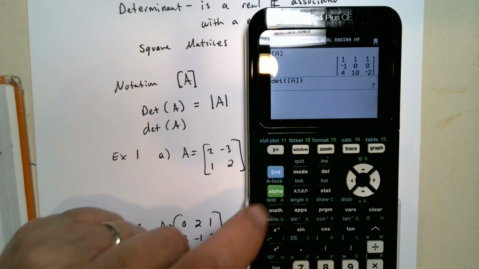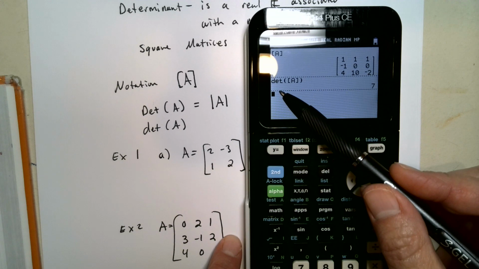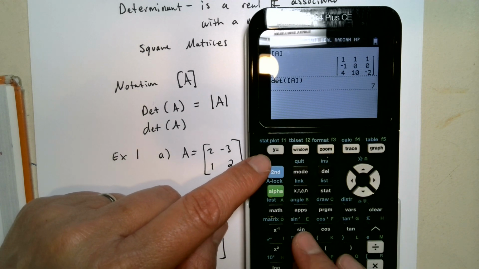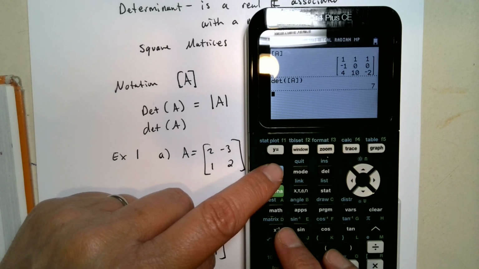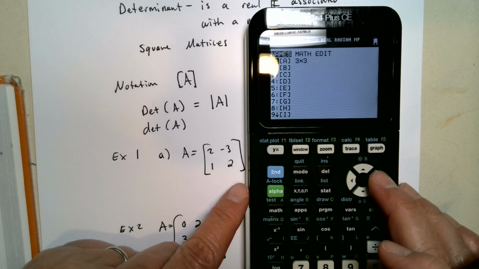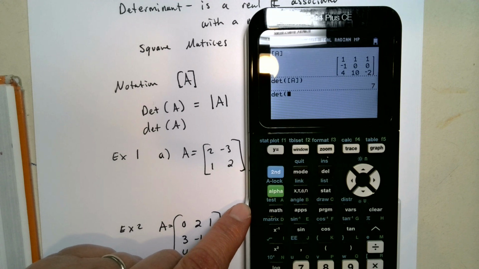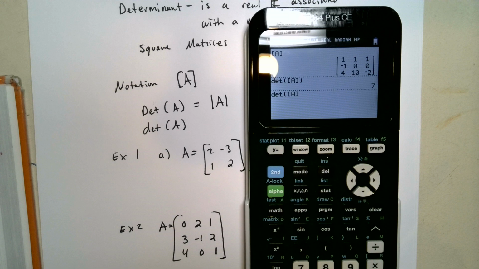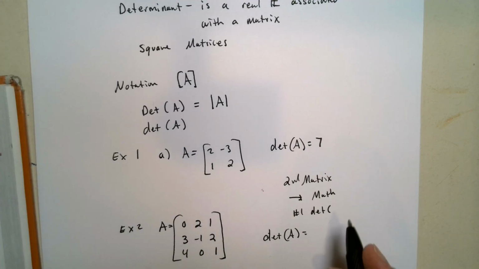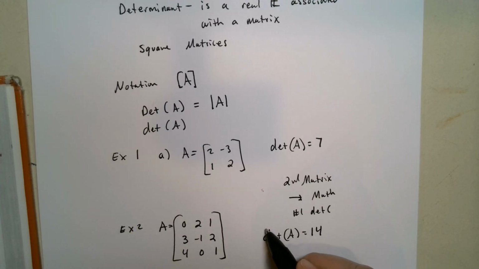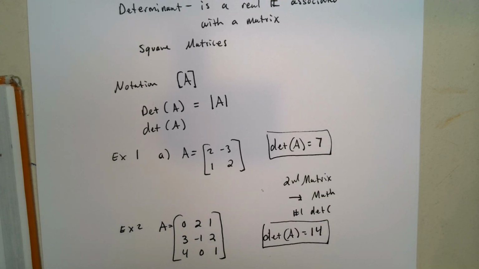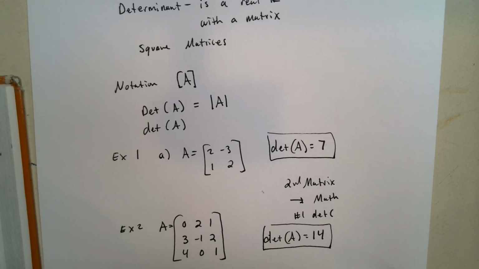Now, if I hit second quit, I have it down as determinant A, so I can go through the process again, or I can just hit enter. I'm going to go through the process just so you make sure you know. So we go second matrix, go over to math, hit enter, go back to second matrix, number 1. I want the determinant of A, and the answer is 14. So it's that simple. You're just going to put it in the calculator and then write down your answer.